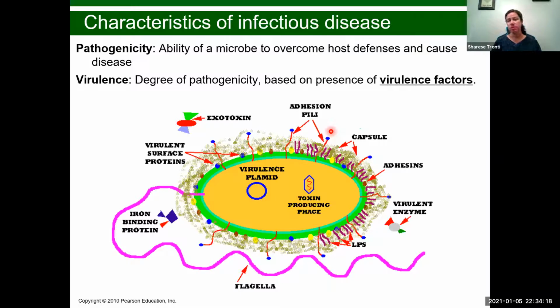Presence of a capsule is another example of a virulence factor. The capsule is going to cause it to be resistant to phagocytosis. So that's, of course, going to make it more virulent because it's harder for the immune system to attack it. So that's what we're going to be talking about. This whole lecture is about different ways or mechanisms that microbes can be more pathogenic.